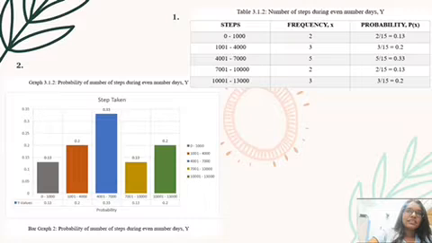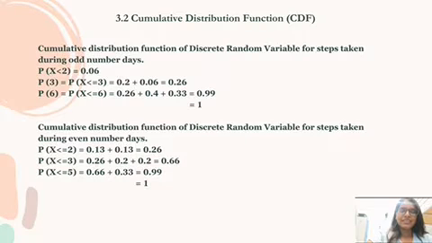Before we start our calculation, as usual, we need to separate all the data into 5 classes, and then find the frequency value. The next step is to find the probability value. And then the second diagram shows the probability of number of steps during even number days, which is y. The next slide shows the cumulative distribution function step.